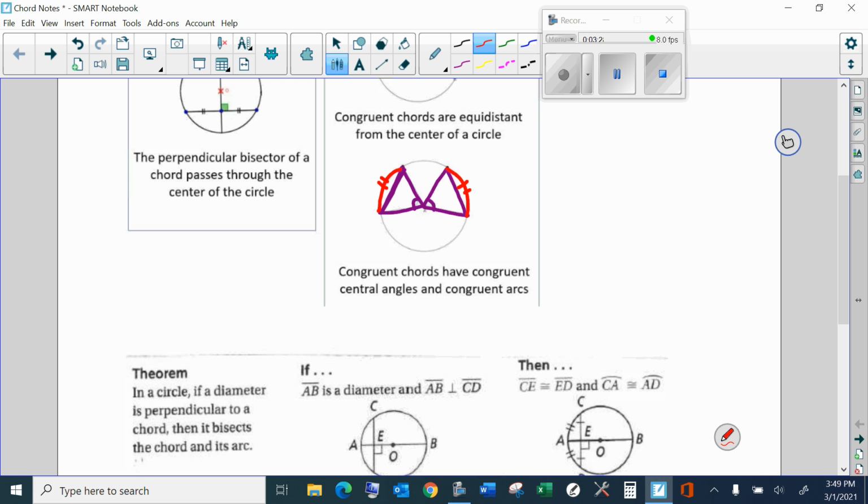Which makes sense because you should know that the central angle equals the measure of its arc. So if the central angle is the same, then the arc measures are also the same. Okay.